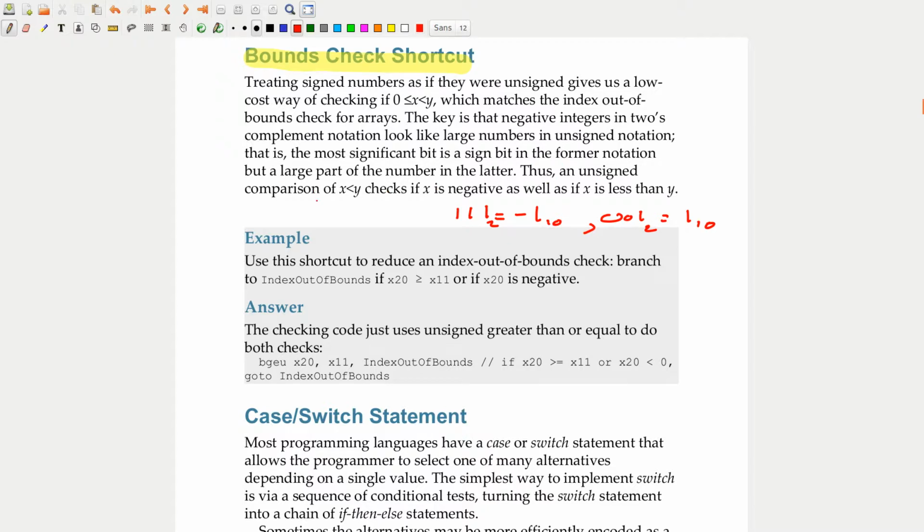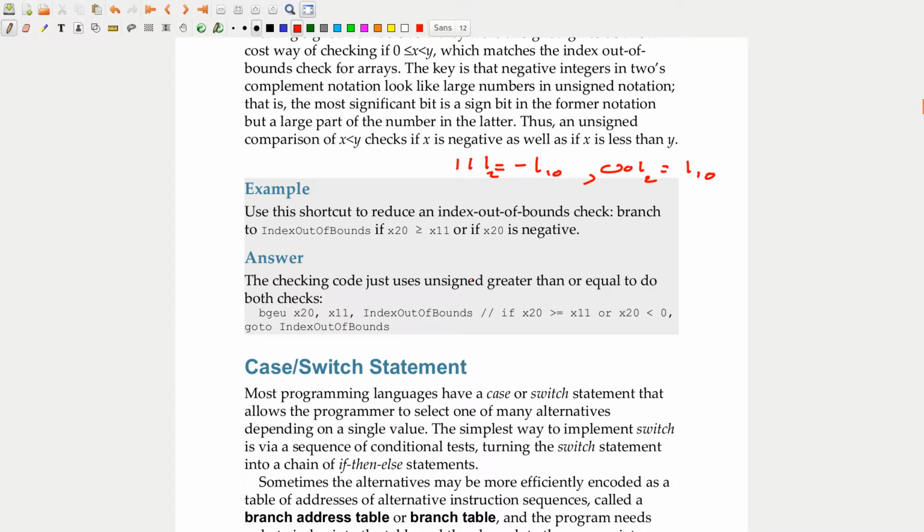Thus an unsigned comparison of x less than y checks if x is negative as well as if x is less than y. So this is just a little optimization you can do. This isn't terribly interesting, but it's exploiting some of the features of the binary representation for negative numbers in order to maybe speed up computation or reduce the number of instructions you need. So let's see how they do that. Use this shortcut to reduce an index out of bounds check.